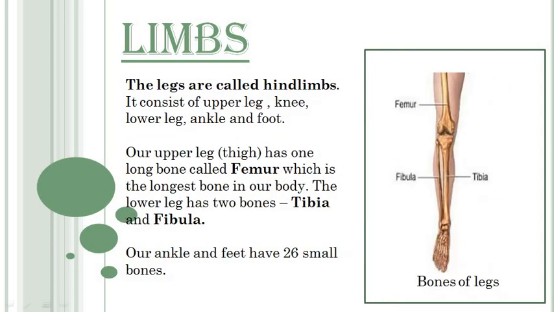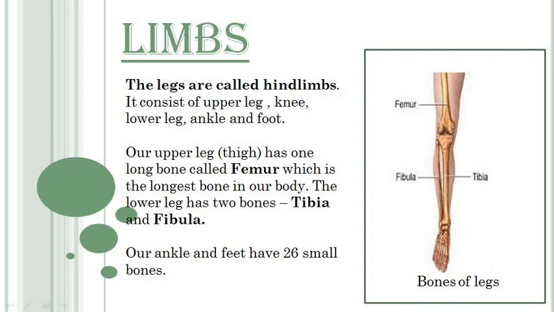And the legs, as arms are known as forelimbs, are called hind limbs. They consist of the upper leg, meaning the thigh, the knee, which is a joint, then the lower leg. The lower leg is the part between our knee and ankle, and last are the ankle and foot. As you can see in the picture, our upper leg or thigh has one long bone known as the femur. Children, this femur is the longest bone in our body, and the lower leg has two bones, tibia and fibula.